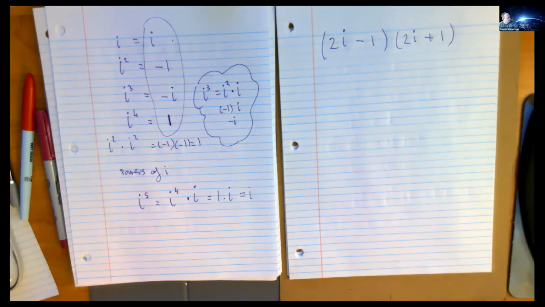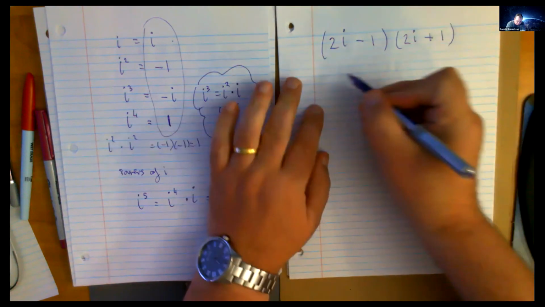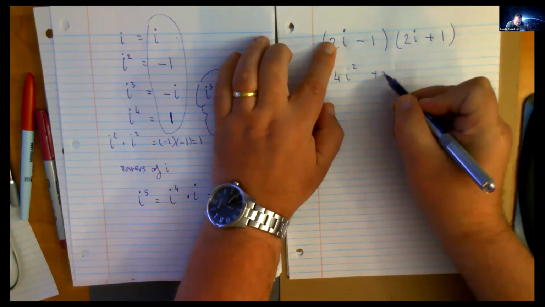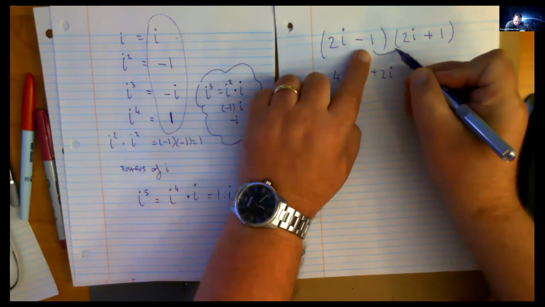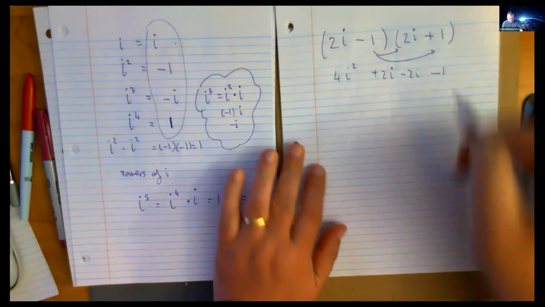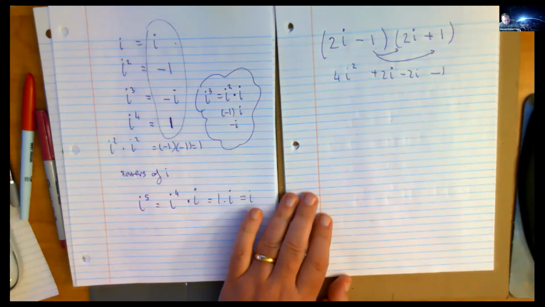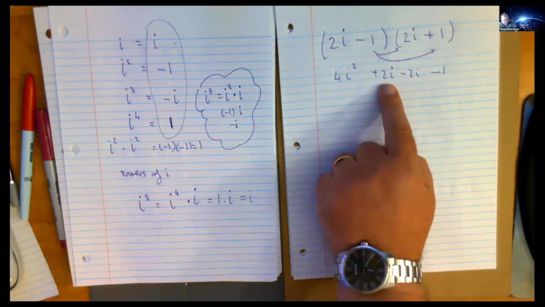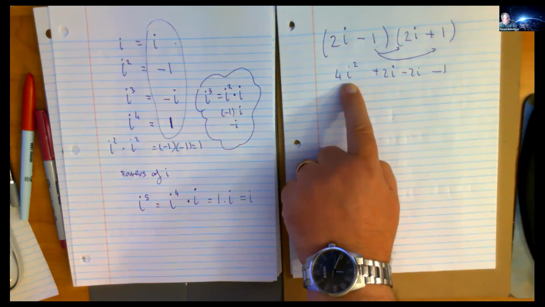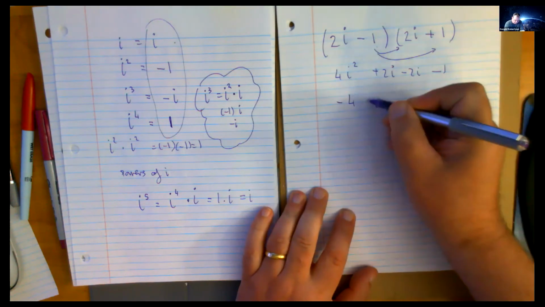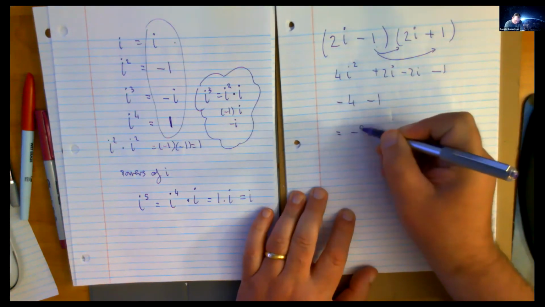Right, FOIL. 2i times 2i gets you 4i squared. 2i times this is positive 2i. When you go this way, you get negative 2i. And when you go this way, you get negative 1. Do you notice that these two middle terms kill each other off? And isn't that basically 4 times -1? So that becomes the number -4, take away 1, -5.